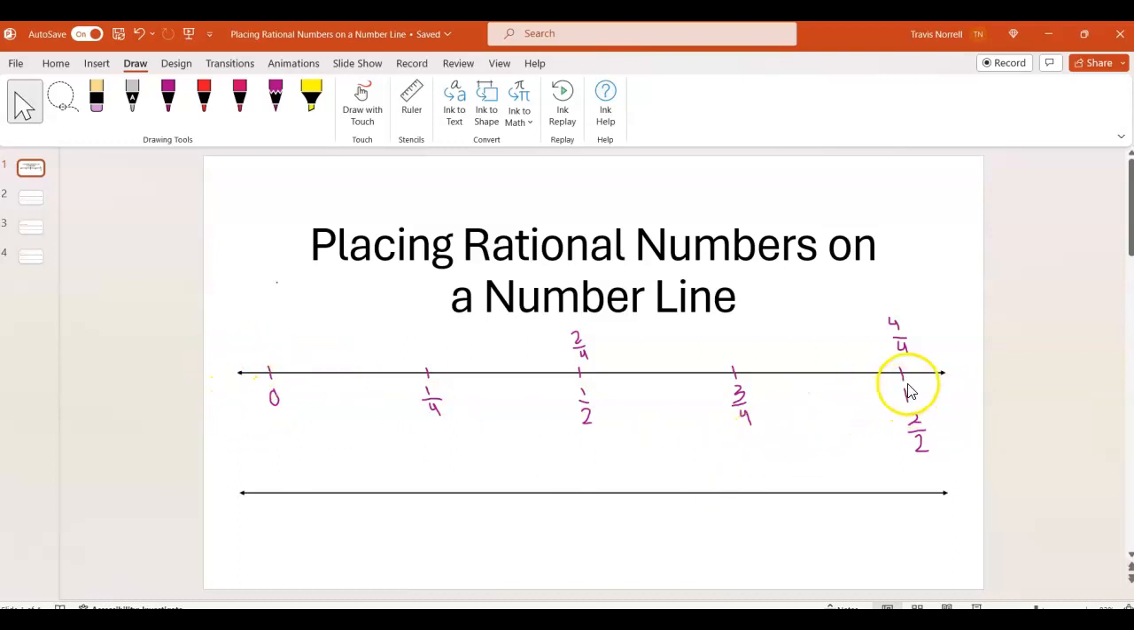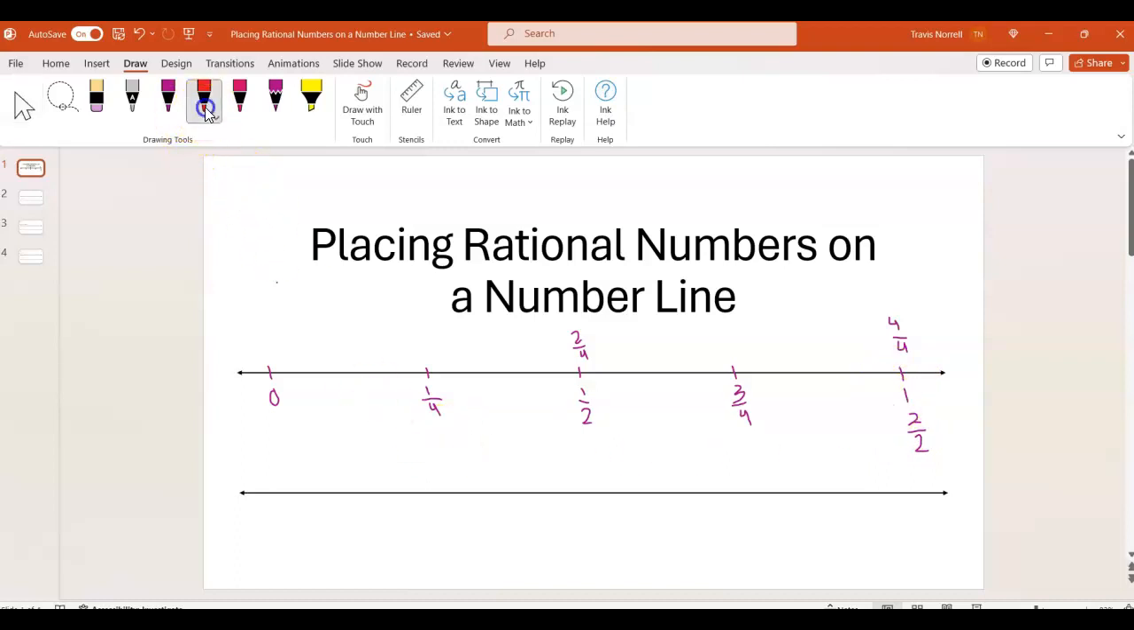So 1 whole, we get that when we say here that 4 will go into 4 1 whole time. Remember, a fraction bar is just a division sign. This is 4 divided by 4. So 4 will go into 4 1 whole time. 2 will go into 2 1 whole time.